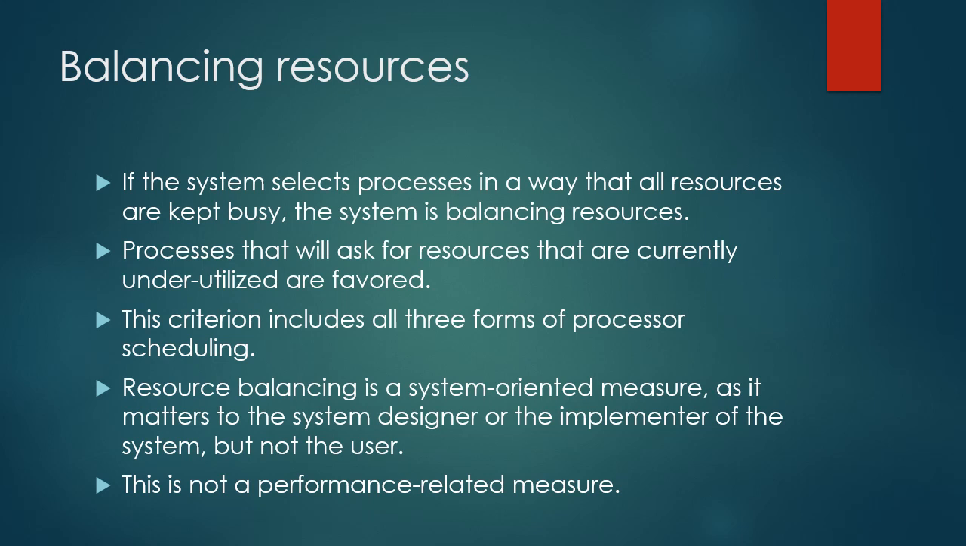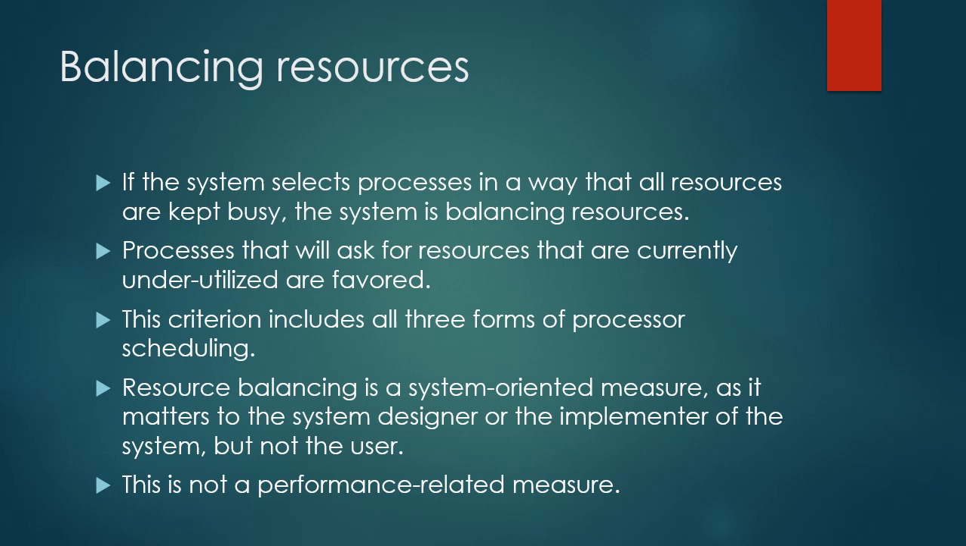Balancing resources. If the system selects processes in a way that all resources are kept busy, the system is balancing resources. Processes that will ask for resources that are currently underutilized are favored. Consider there are two doctors and a nurse at a hospital. One of the doctors is very experienced, the other is a fresh graduate. Then Corona hits the world. One day during lockdown, the hospital receives lots of patients. The doctors and the nurse decide that they will attend to the patients together. The incoming patient will be directed by the doorman to whoever is free. So if both doctors are busy, the incoming patient moves to the nurse, who checks his temperature and other vitals. The system works in such a way that all three of them are equally loaded. This is resource balancing.